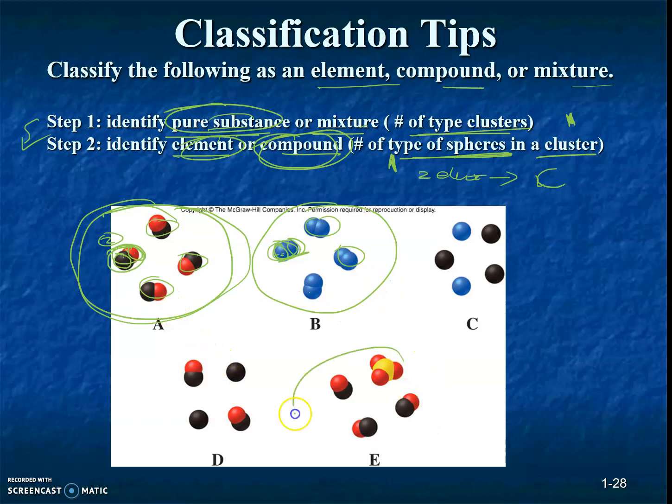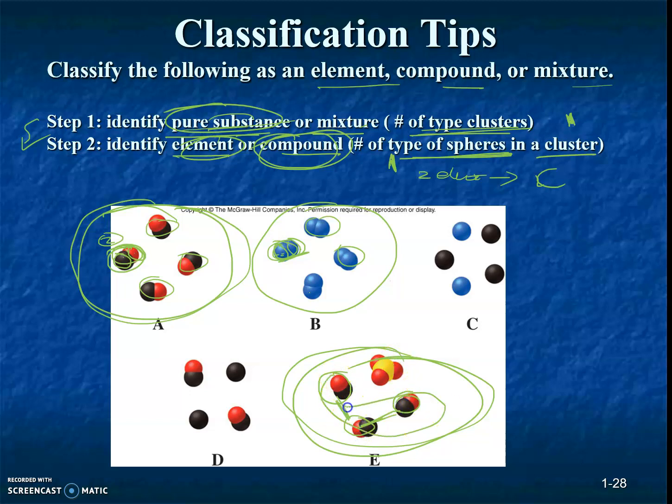Okay, so now let's look at this one. You can practice C and D, and we will practice this one together. In this image, I want to know how many types of clusters I have. These 2 are the same, and this one is also the same. These 3 are the same, and this one is different from the 3. So I have 2 types of cluster. If I have 2 types of cluster, then I'm a mixture.